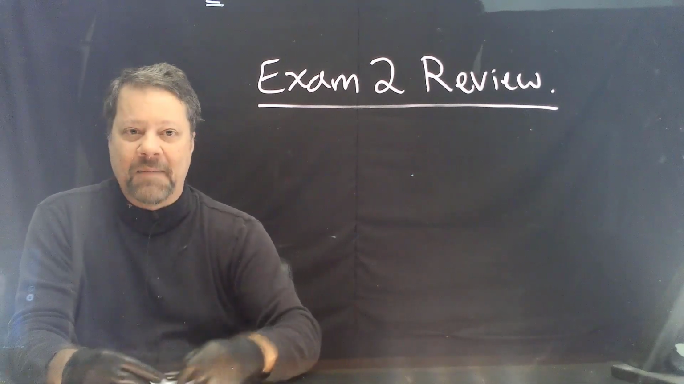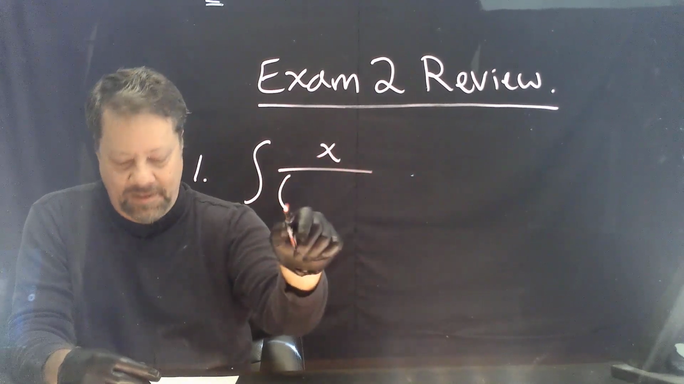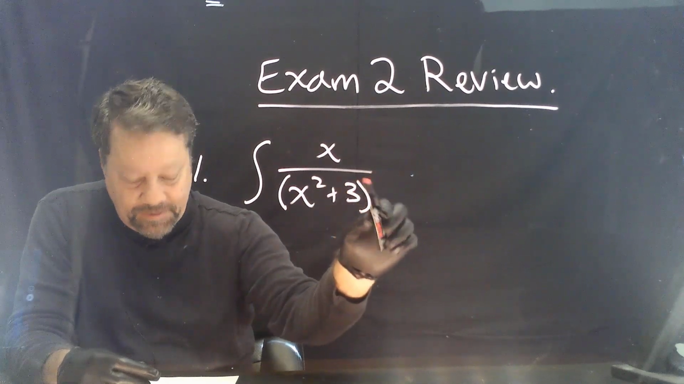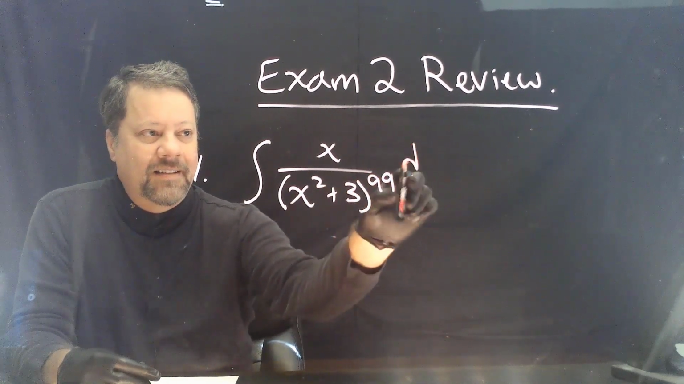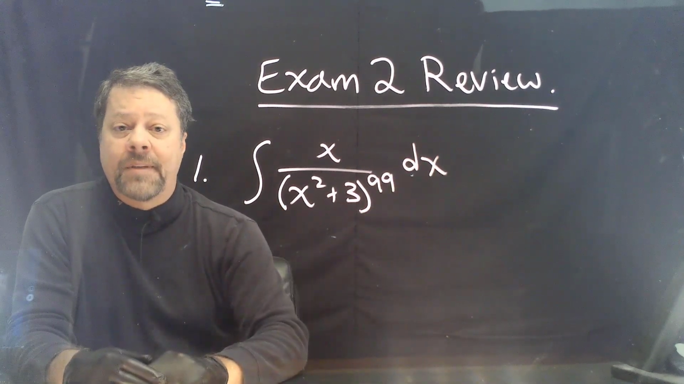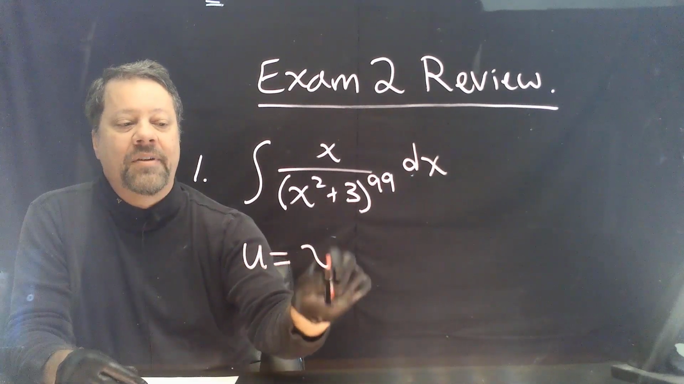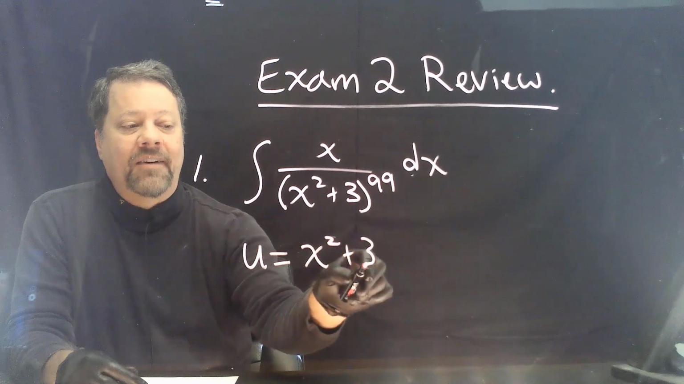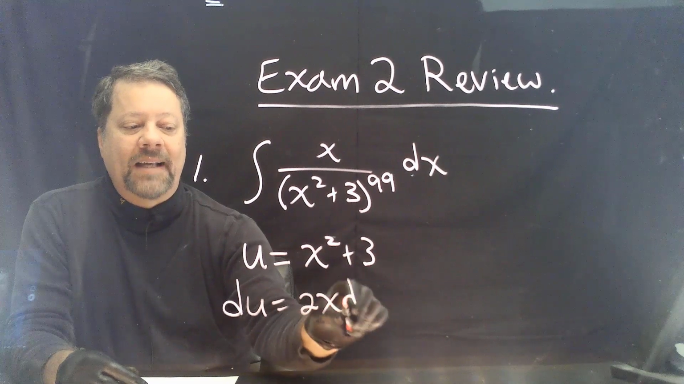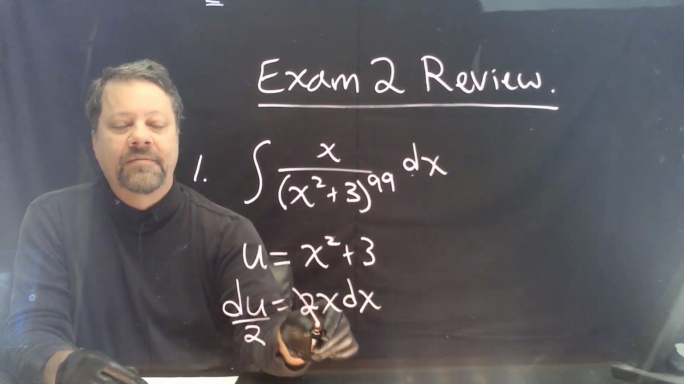So for our first example, we have the integral of x divided by (x squared plus 3) to the power of 99 dx. Clearly we see the derivative of something lying around. So we'll set u to be the thing that has its derivative lying around. In that case, du is 2x dx. We don't have the 2, so we'll divide that off.